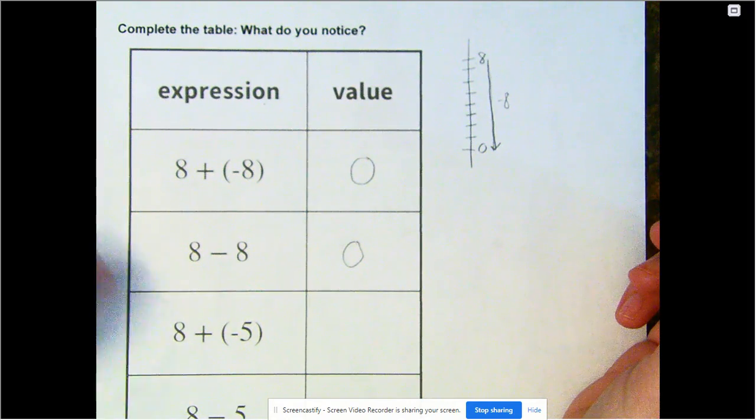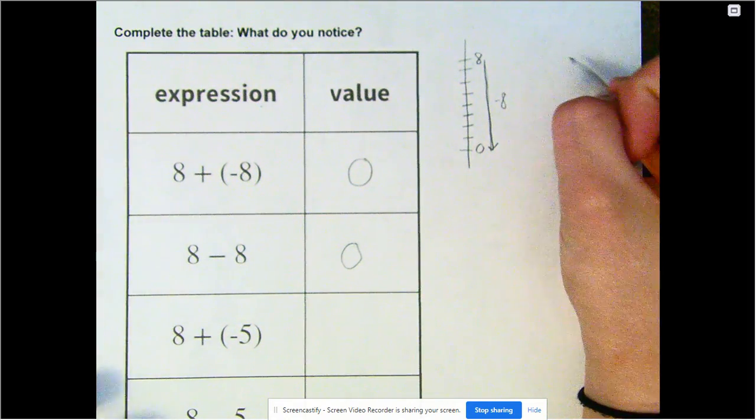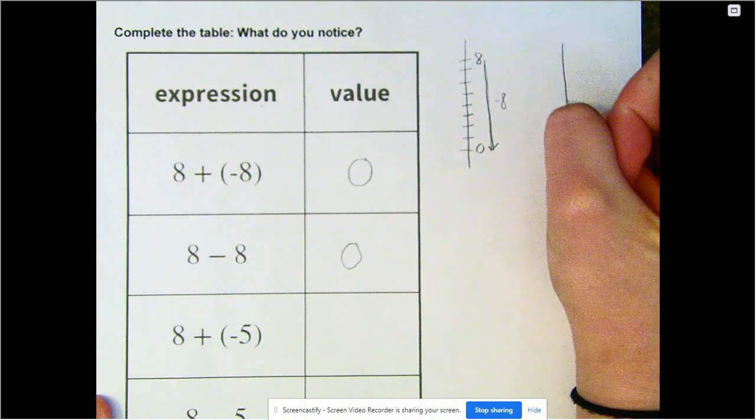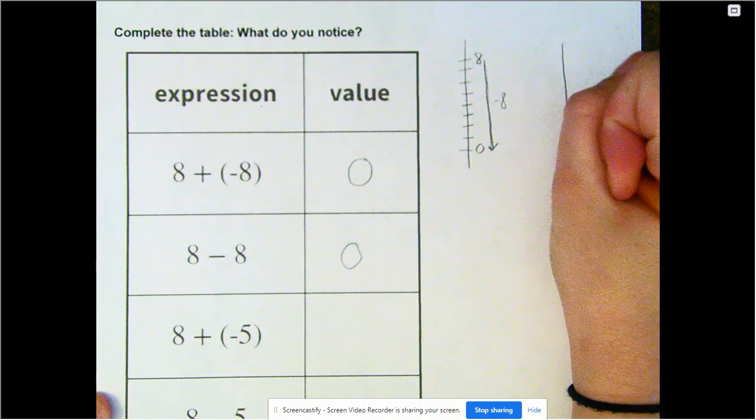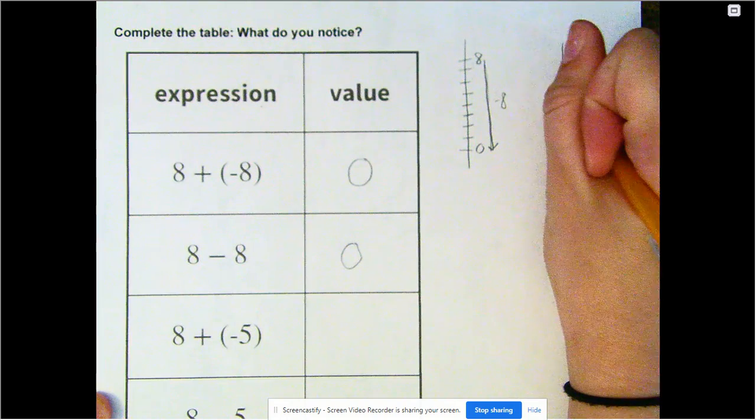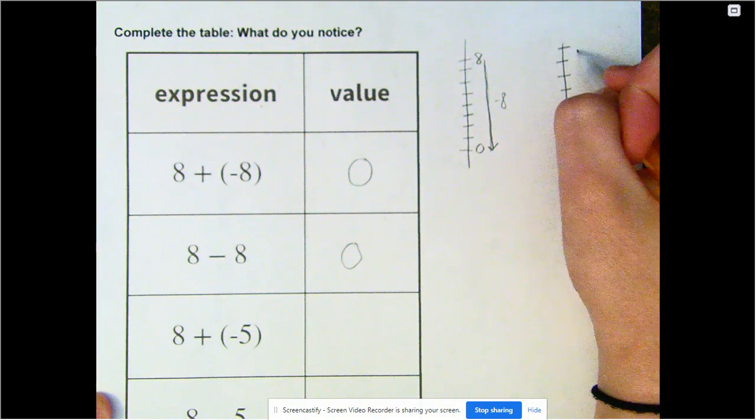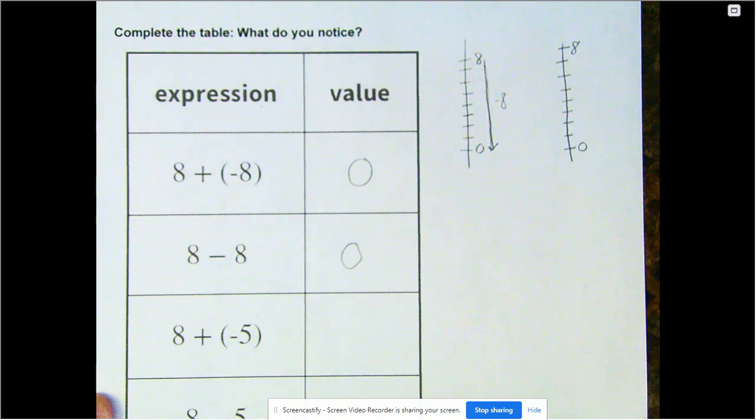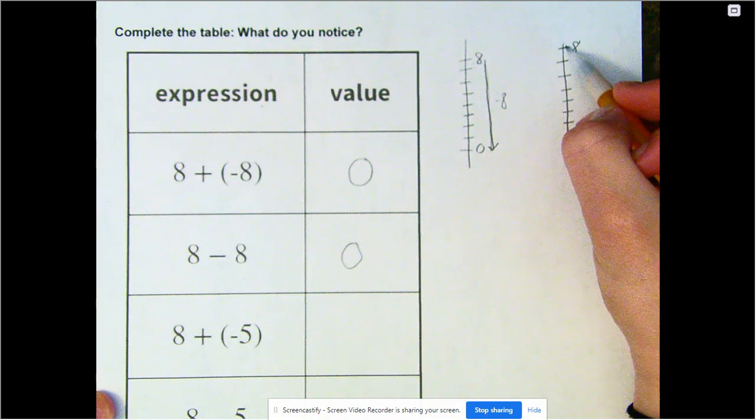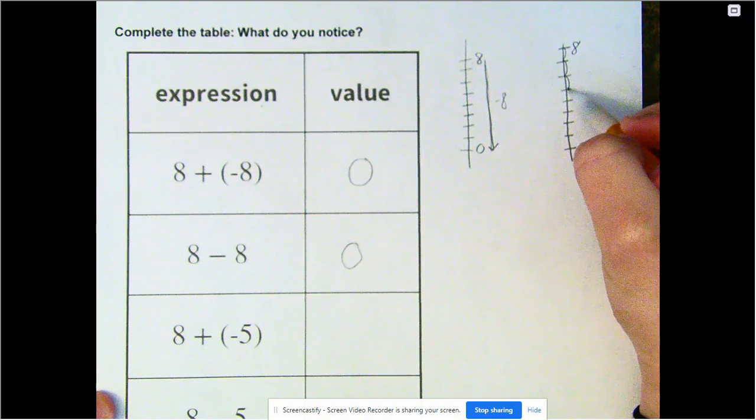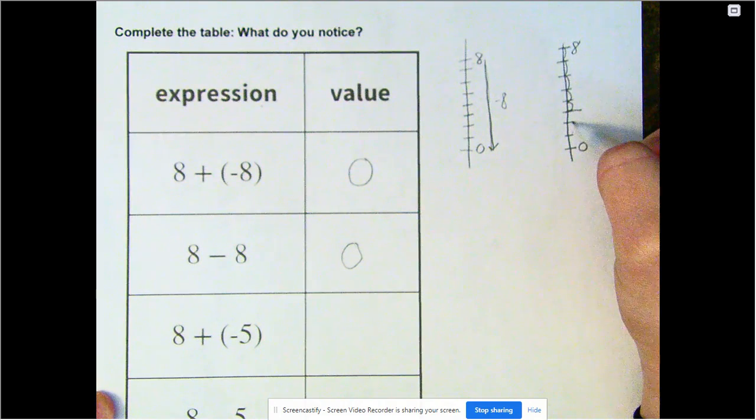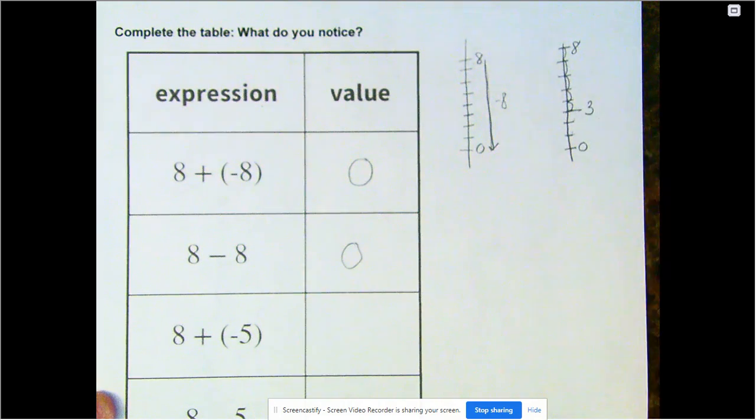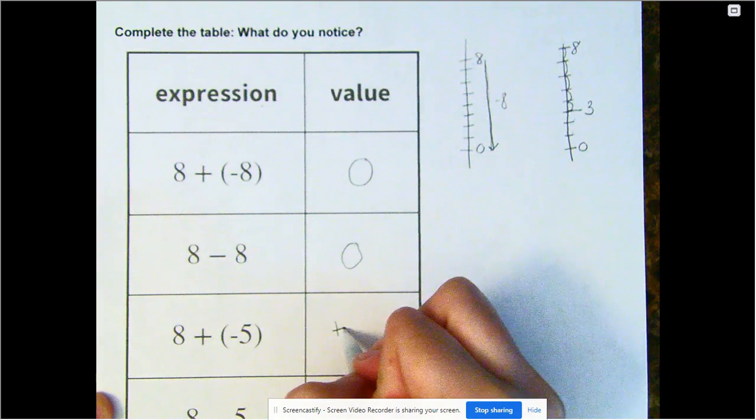Okay, let's look at 8 plus negative 5. So I'm going to use another number line for that. Start at 0, 1, 2, 3, 4, 5, 6, 7, 8. Okay, and then I'm going to add negative 5, which just means I'm going to take it down 5. 1, 2, 3, 4, 5. And that puts me at 1, 2, 3. Okay, so that puts me at a positive 3.